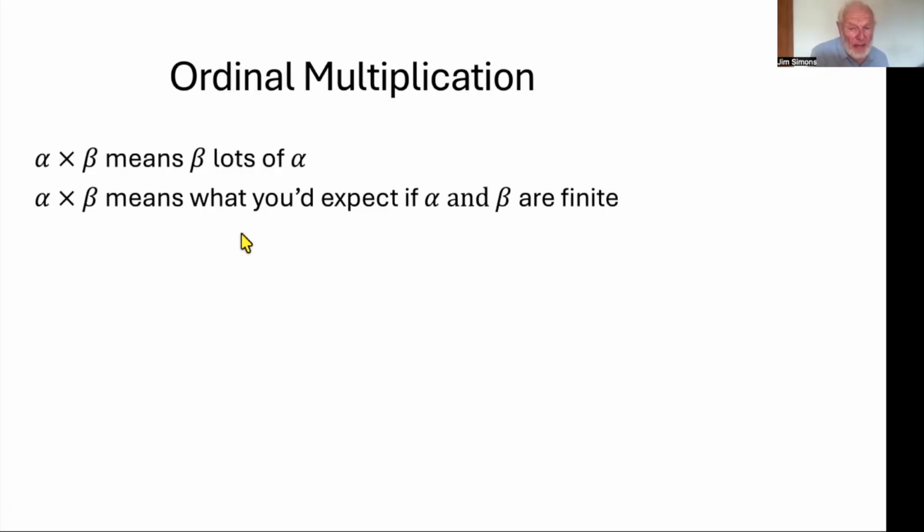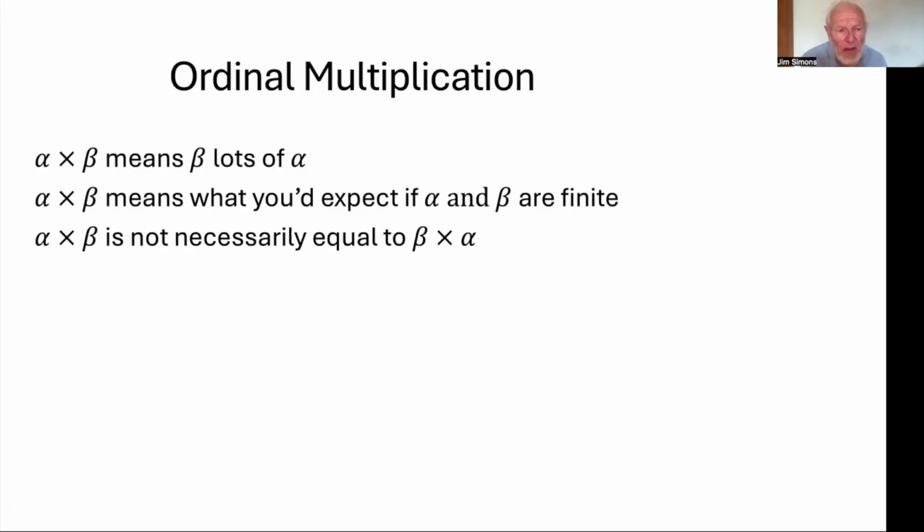It means what you'd expect it to mean if alpha and beta are finite again. So 3 times 7 is 21, and so is 7 times 3. But otherwise, alpha times beta is not necessarily equal to beta times alpha. But again, it is associative. So it behaves like finite numbers to that extent.